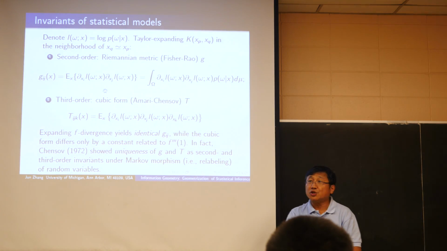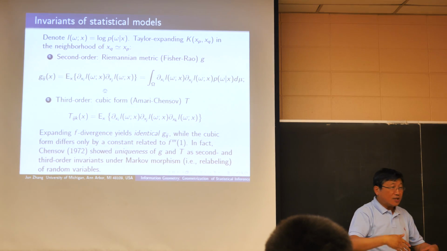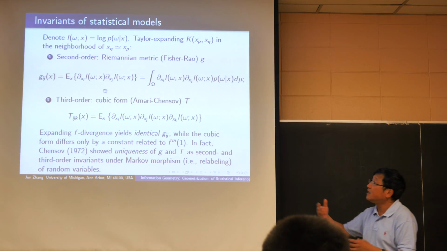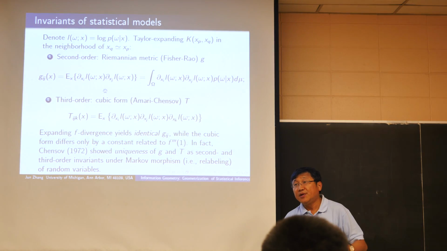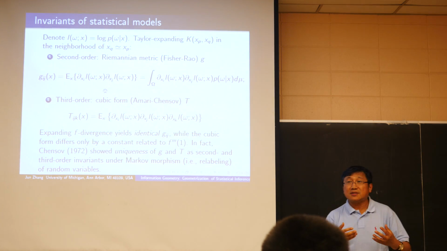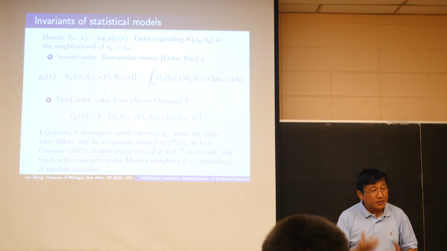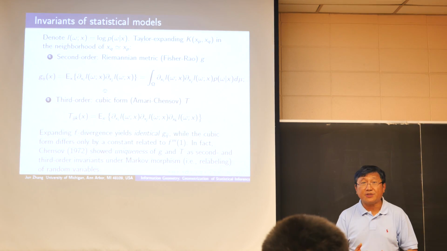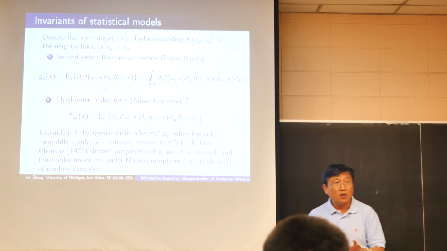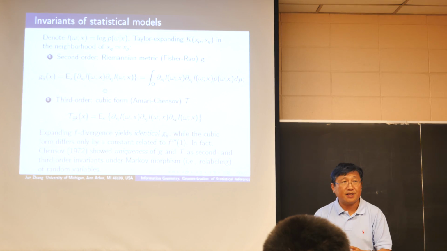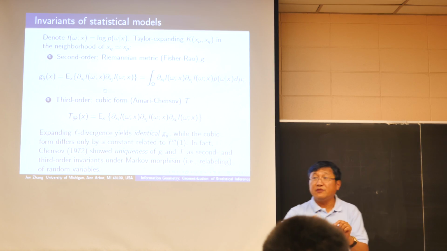So this is actually quite remarkable, because that means, regardless of what kind of divergence function you choose, the resulting second order and third order quantities are the same. So that indicates that these are somehow invariants of statistical models. In fact, it can be argued very rigorously that these are indeed invariants. These are the second and third order invariants of a statistical model under what is called the Markov morphism of the sample space.